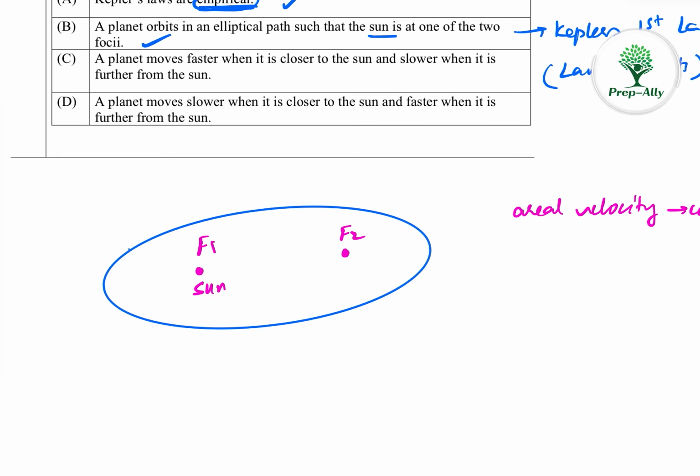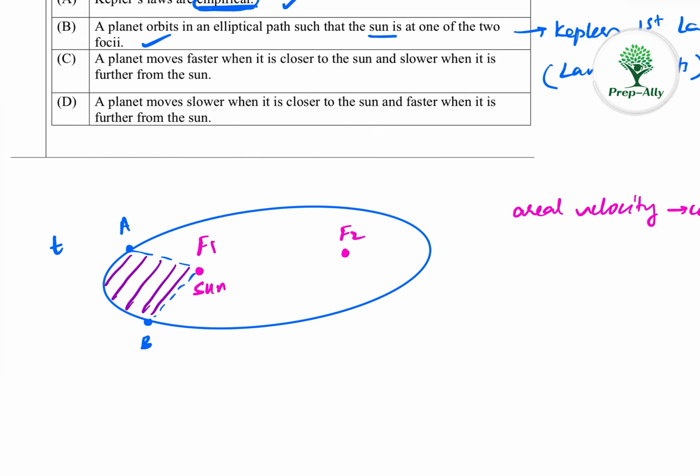So you see, if the planet starts from here A and goes to B in some time t, the aerial velocity is this shaded area divided by t. So Kepler's second law states that the line joining the planet to the sun covers equal area in equal time. The aerial velocity remains constant.